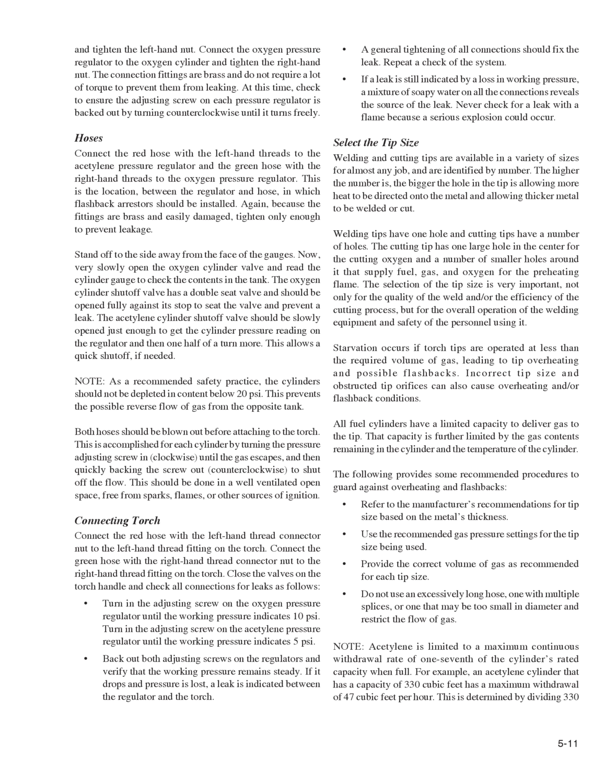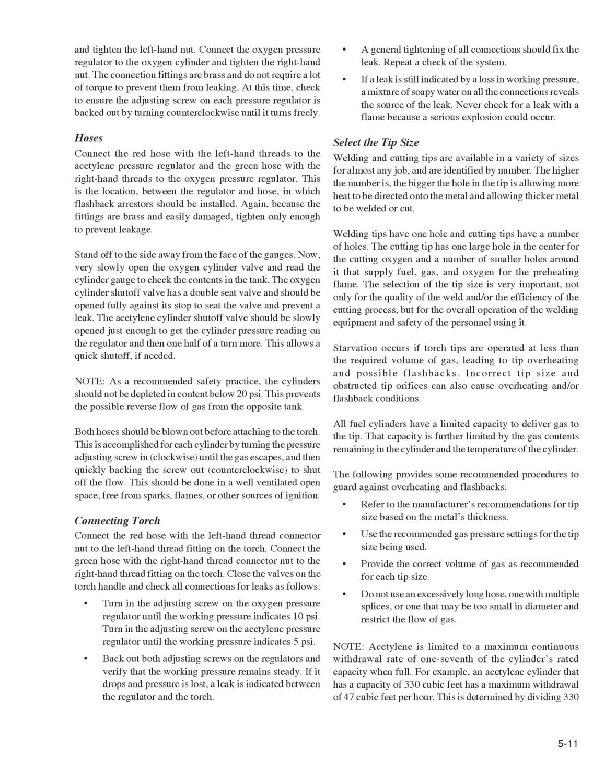The acetylene cylinder shutoff valve should be slowly opened just enough to get the cylinder pressure reading on the regulator and then 1/2 of a turn more. This allows a quick shutoff, if needed. Note, as a recommended safety practice, the cylinder should not be depleted in content below 20 pounds per square inch. This prevents the possible reverse flow of gas from the opposite tank.